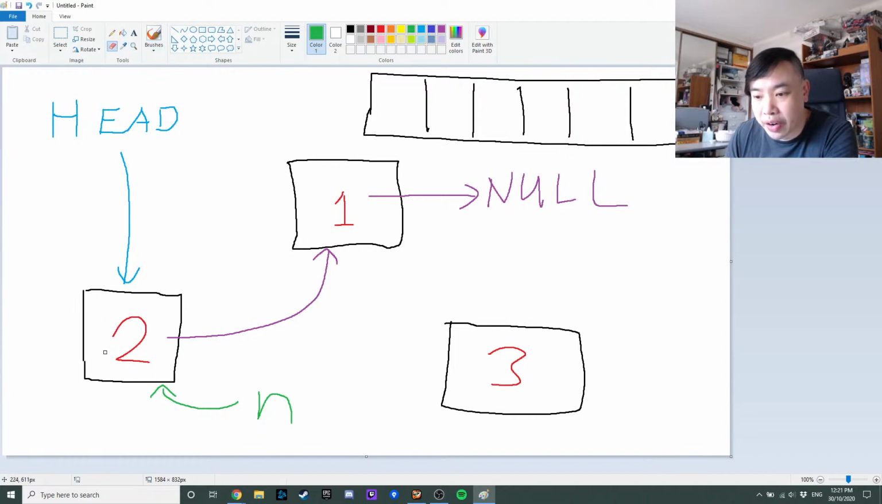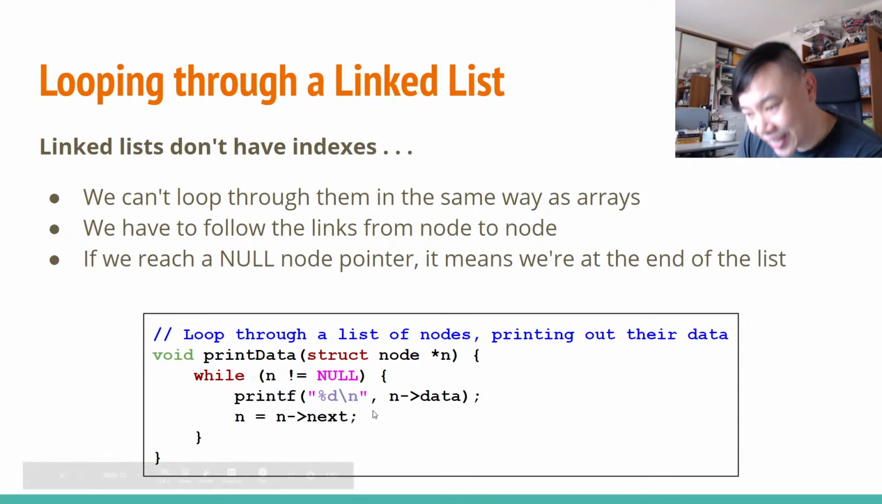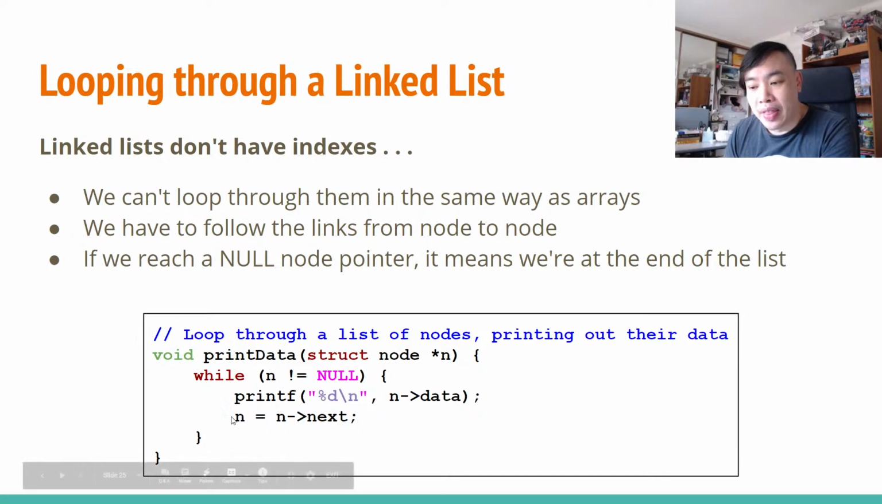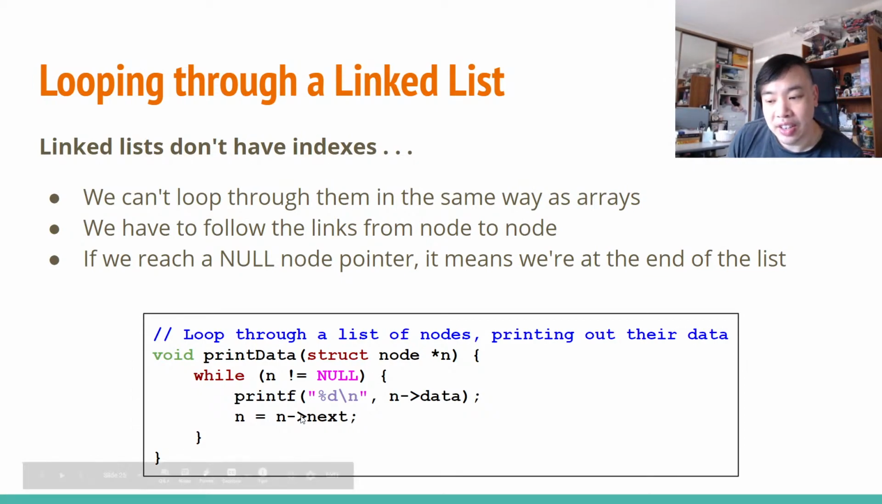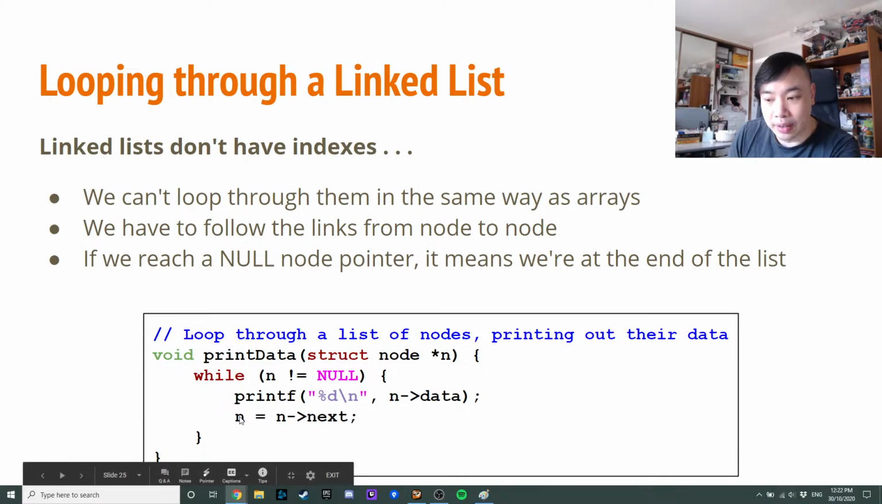So because it's pointing at a node, I'm just going to use the eraser so you can see where my cursor is. Because it's pointing at a node, it's not null, which means I can look inside. If I can look inside, I can pull out the data and print it out. And then I have this interesting thing here. This is the i++ of linked lists. n is now n next. So I'm going to take the value of n next and assign it to n.